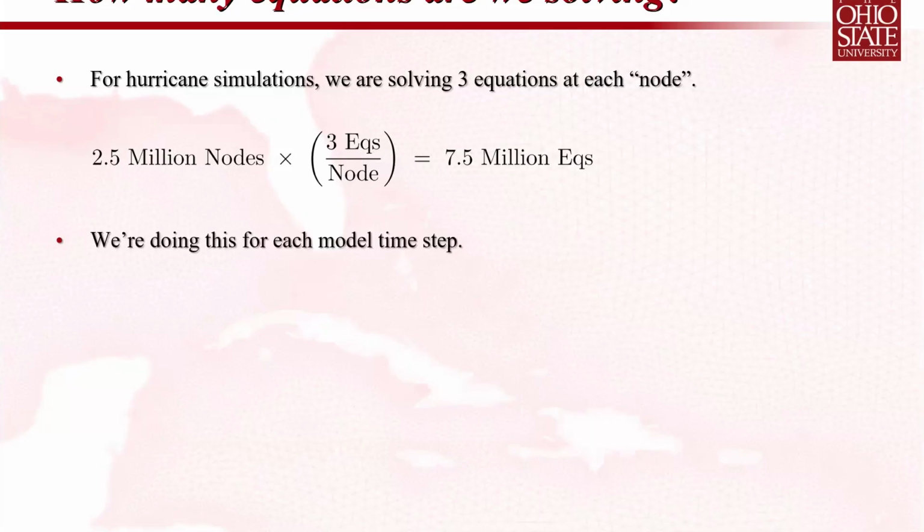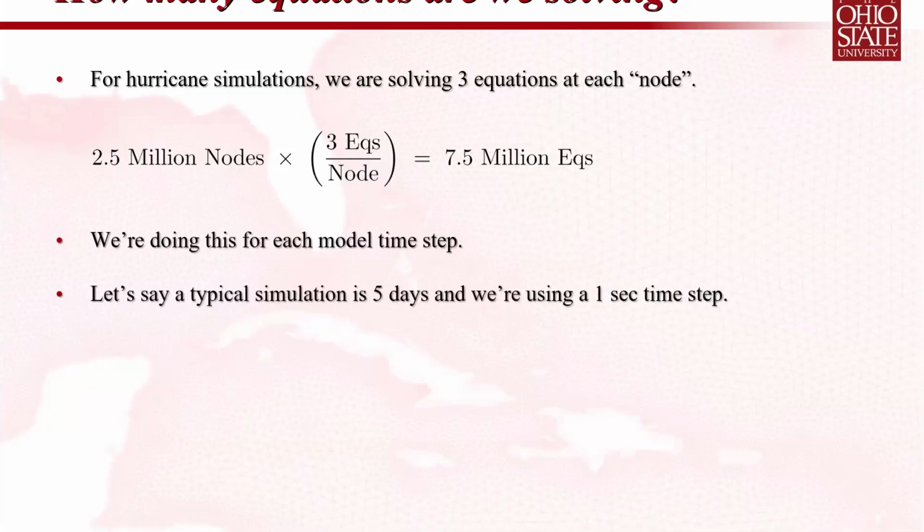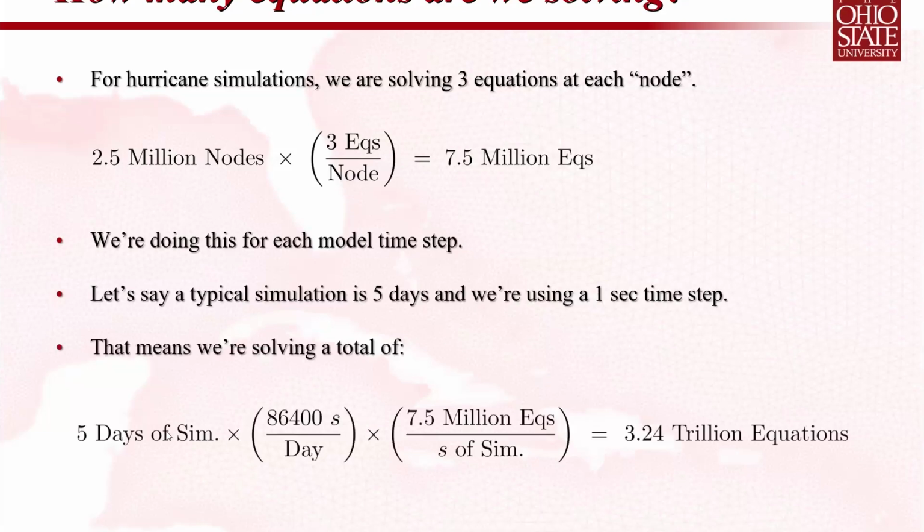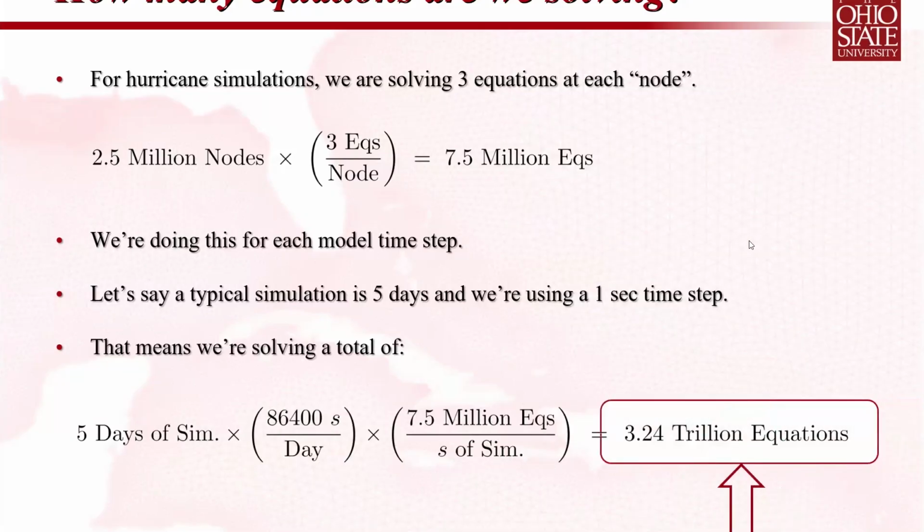Now we have to remember that these are dynamic models, right? So we're doing this at each model time step. And let's say a typical simulation, just for easy calculations here, is 5 days and we're using a 1 second time step. That means that for 5 days of simulation, we have 86,400 seconds per day, and we're solving 7.5 million equations per second of simulation. That means we have to solve 3.24 trillion equations for just one of these simulations.